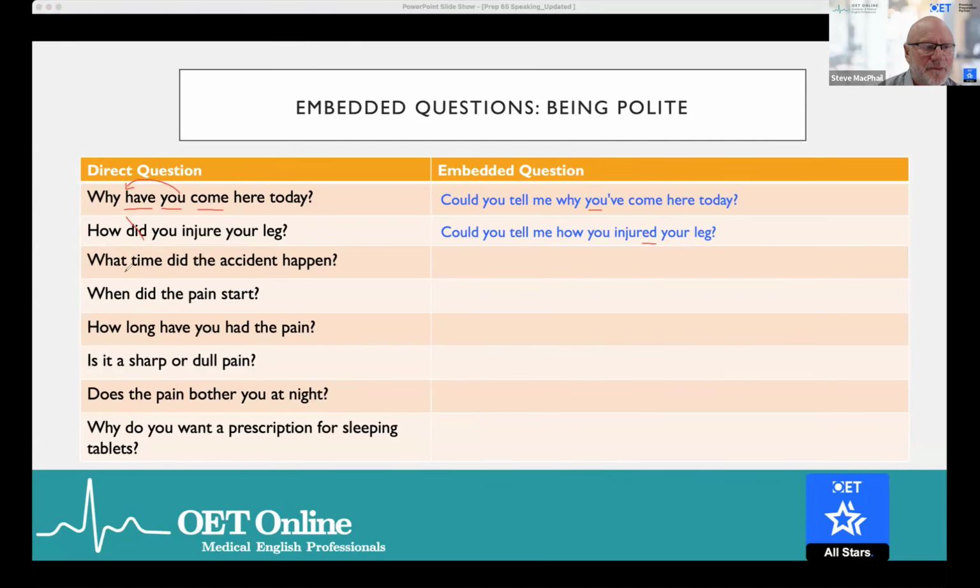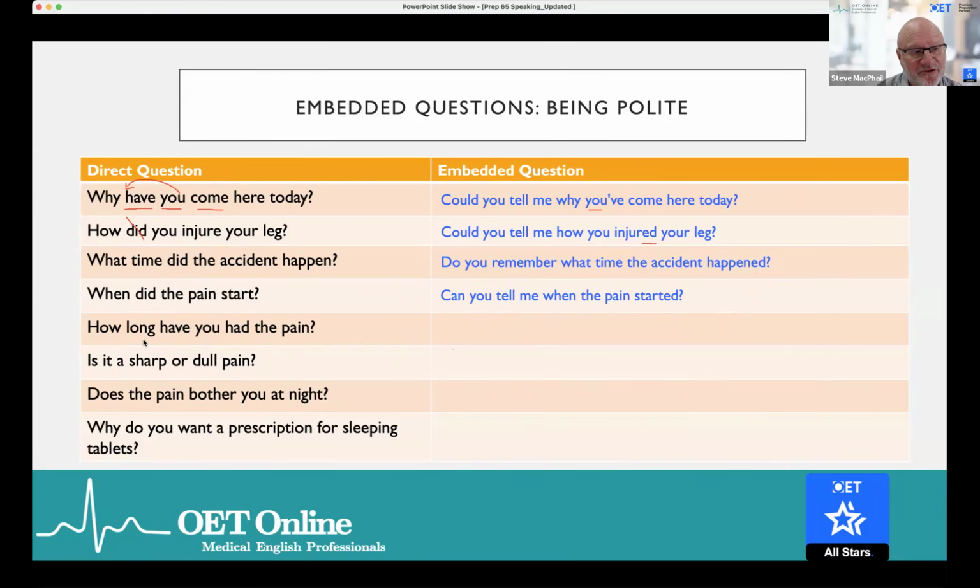All right. What time did the accident happen? Let's try that one. Do you remember what time the accident happened? Okay, we did the same thing. We removed the did and we put the ed on happen. So we've got a pattern. Same one on the next one. Same thing. When did the pain start? Could you tell me when the pain started? Again, on both these options, we've removed did.